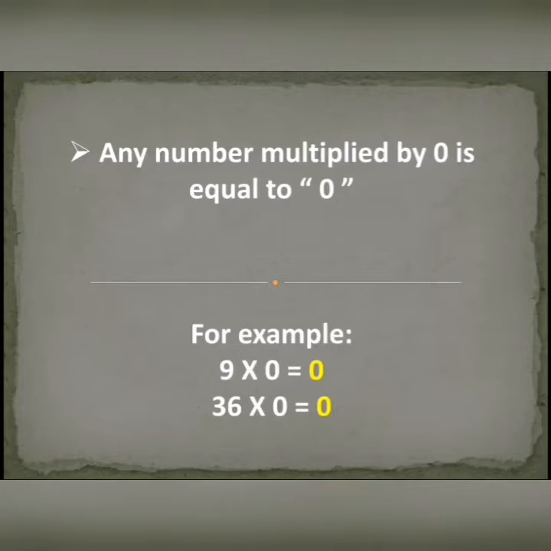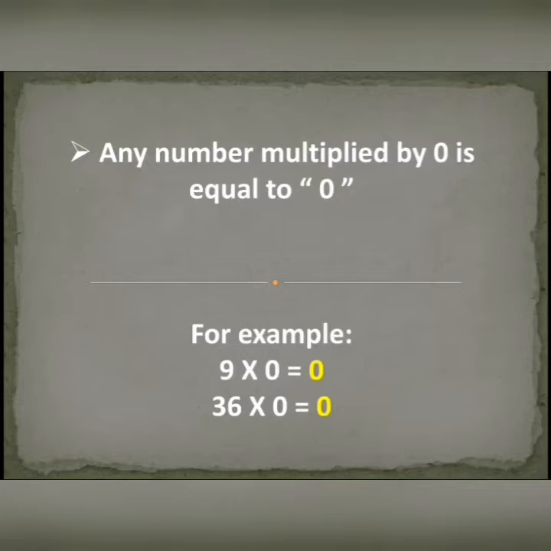So let's read the sentence together. Any number multiplied by 0 is equal to 0. So we have an example. 9 times 0 equals 0. 36 times 0 equals 0. So no matter how big or how small is your number, if you're going to multiply it with 0, your answer will always be 0.